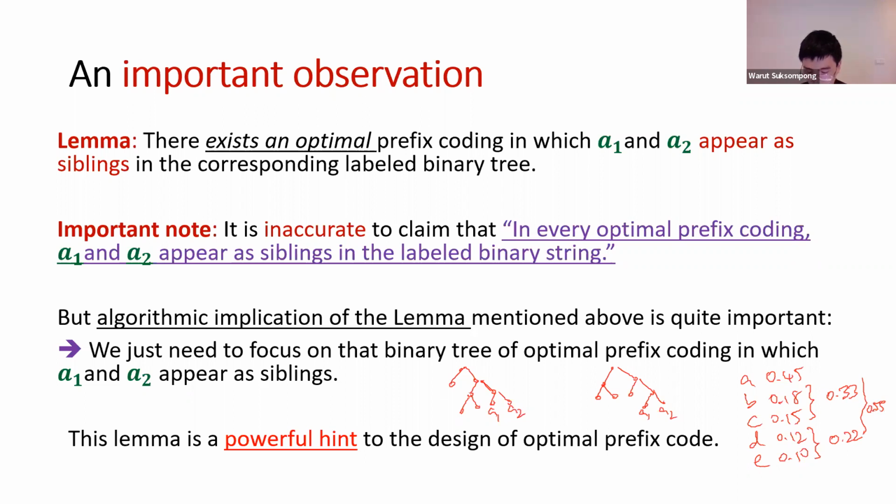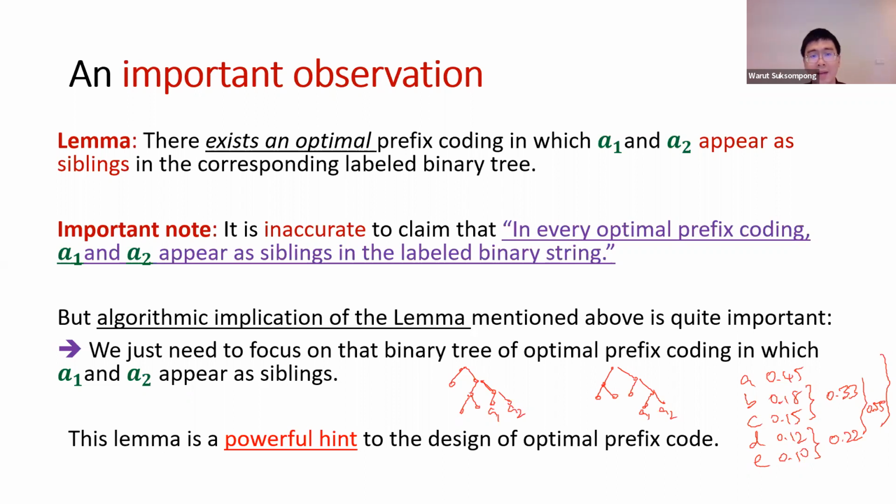And then finally, we have just 0.45 and 0.55 left, so we combine them. So you see that this is the tree that we actually built, where A has depth 1, and B, C, D, E have depth 3 each.